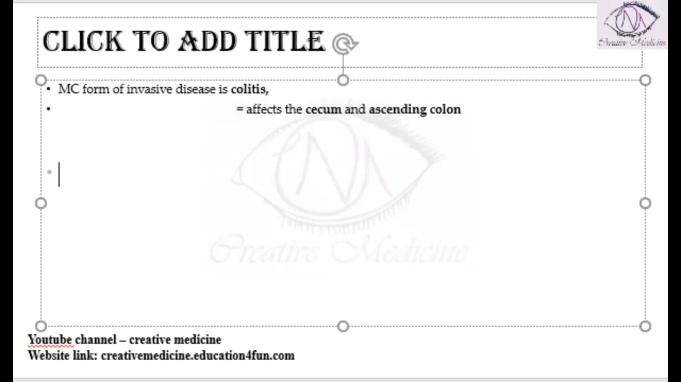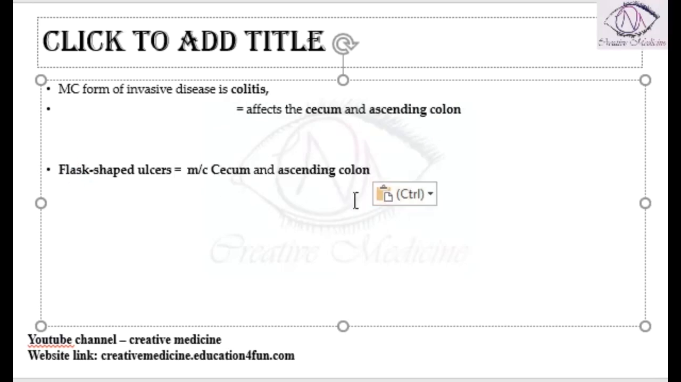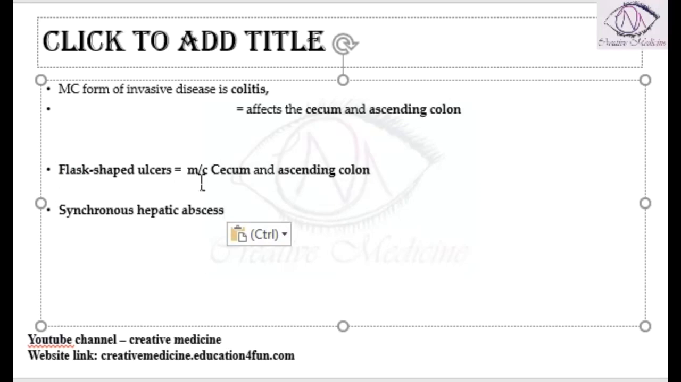Now, in the colon, you will see that flask-shaped ulcers are seen, and these flask-shaped ulcers are most commonly seen in the cecum and ascending colon. We have synchronous hepatic abscess. Synchronous hepatic abscess is the simultaneous appearance of two abscesses, seen in almost one third of the patients with amoebic liver abscess.